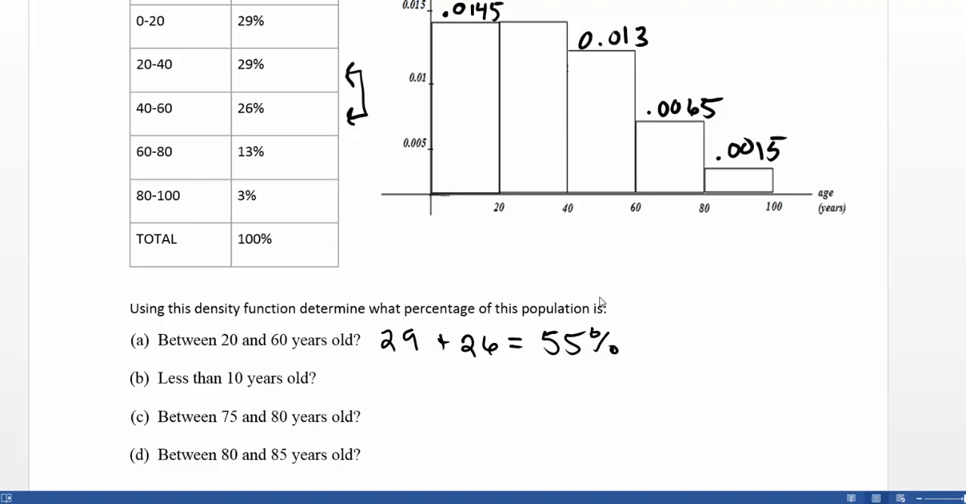Part B wants less than 10 years old. Now, this is a little tricky because 10 is not one of our cutoff numbers. So let's go to our picture for a minute. Remember that all outcomes are equally likely.